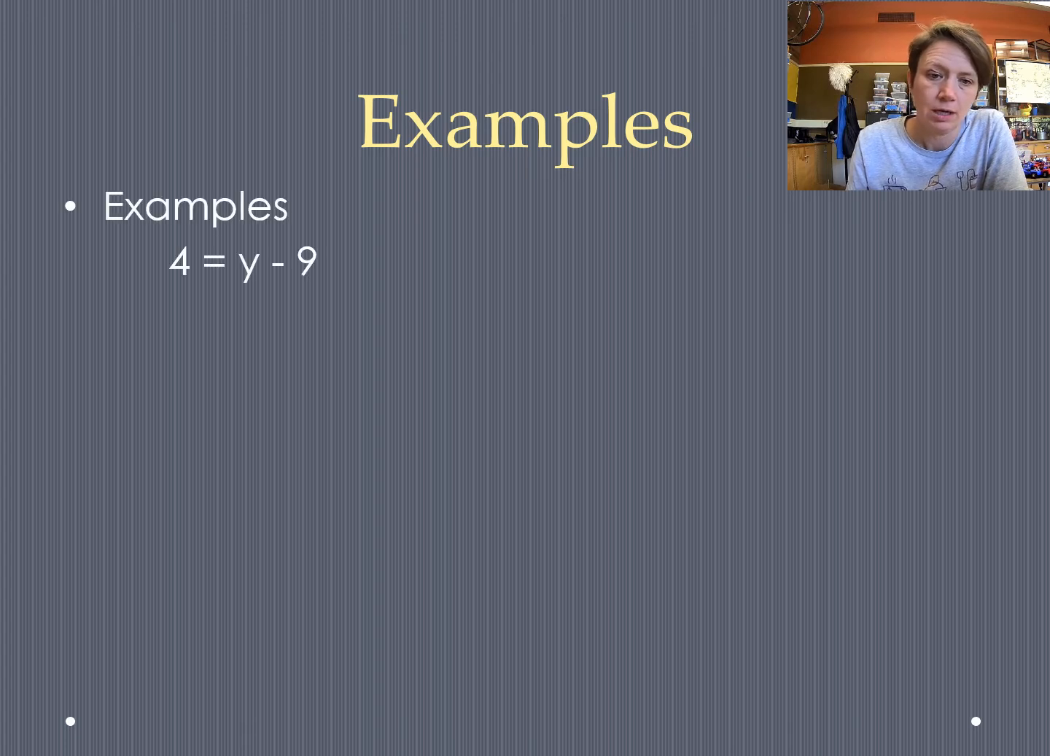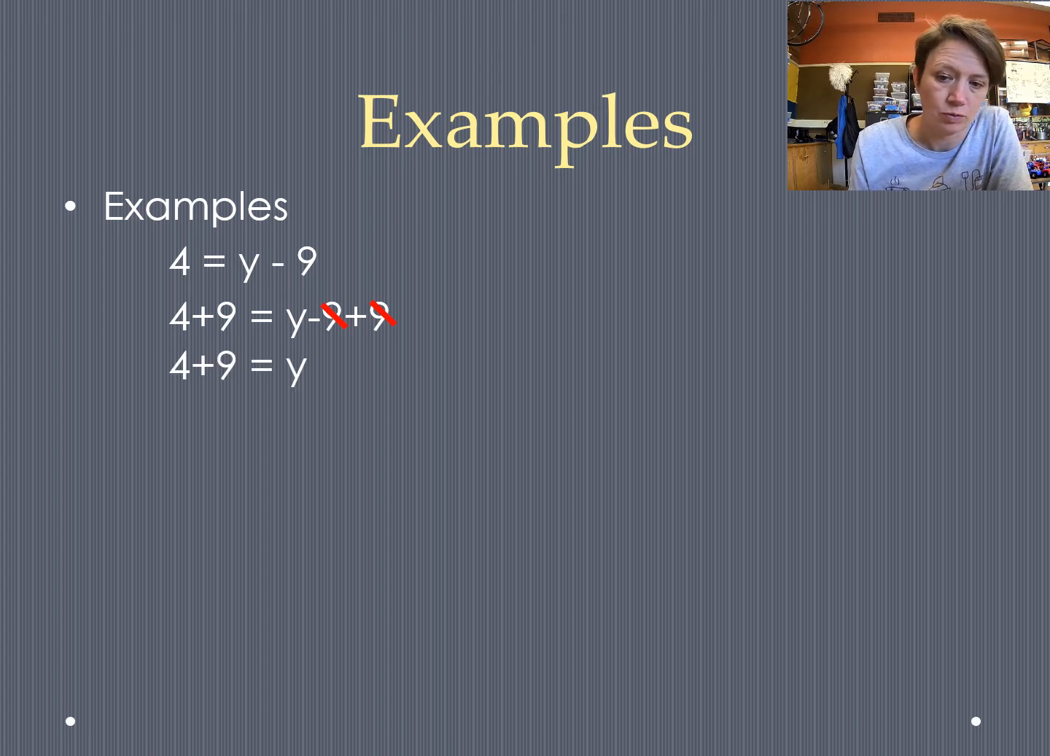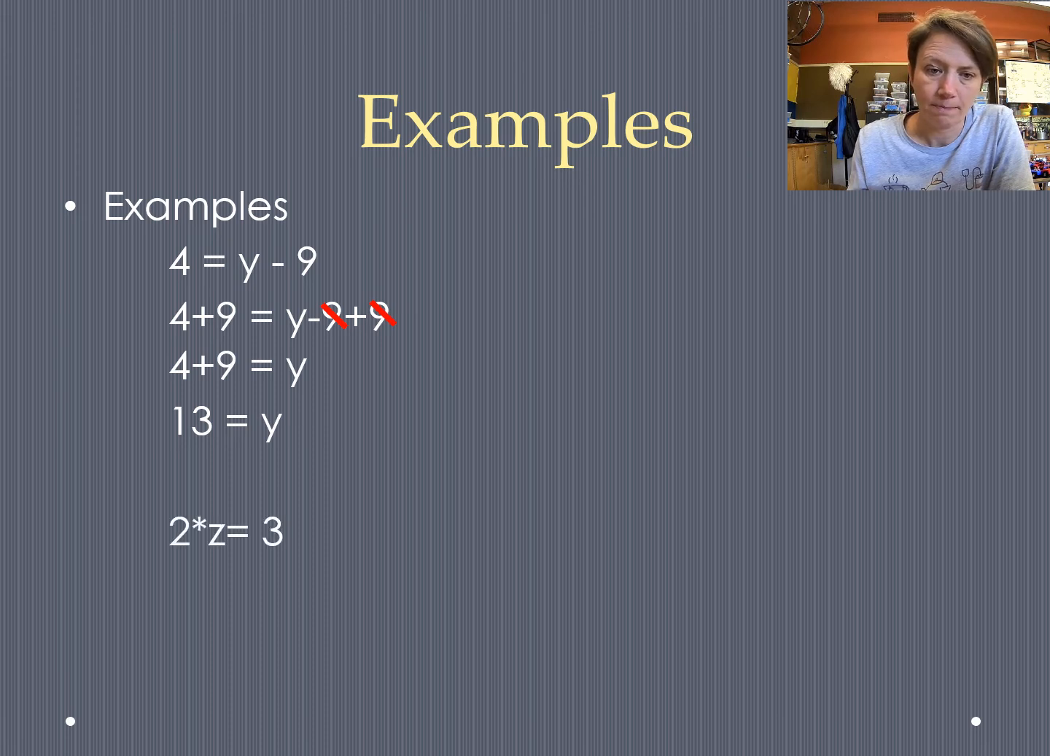So for example, if you have 4 equals y minus 9, the y is my wanted variable. It's not all by itself, so I need to reverse the negative 9. The way you do that is you add 9 to both sides, okay? So when you do that, those 9s are canceling out, and we get left with 4 plus 9 equals y. Once that y is all by itself, you can simplify, which means that you can put this into a calculator if you want to. So 4 plus 9, you end up getting 13 equals y.